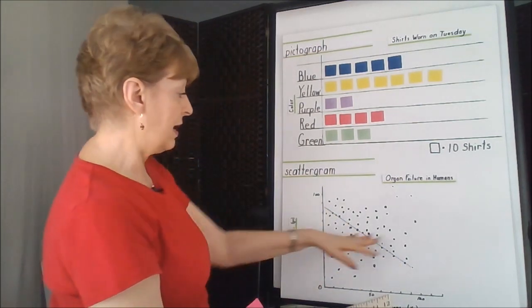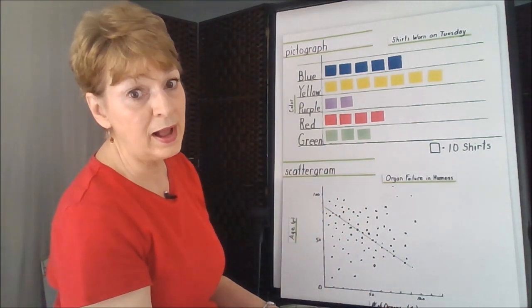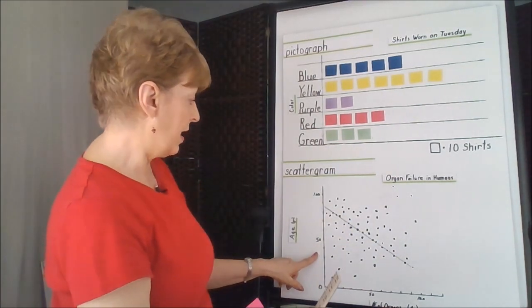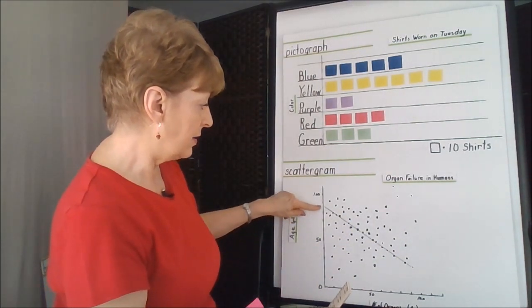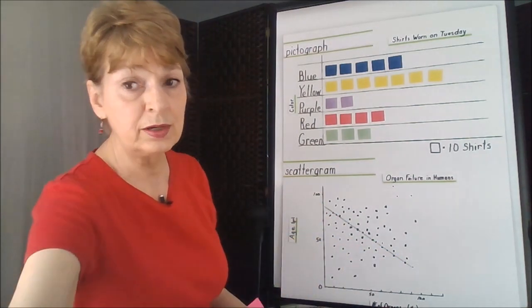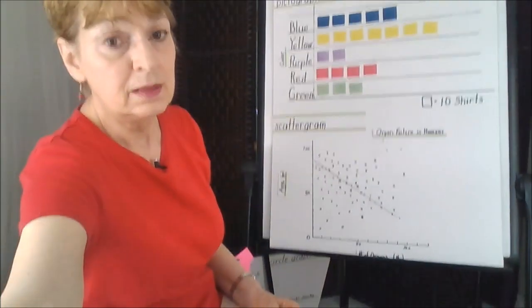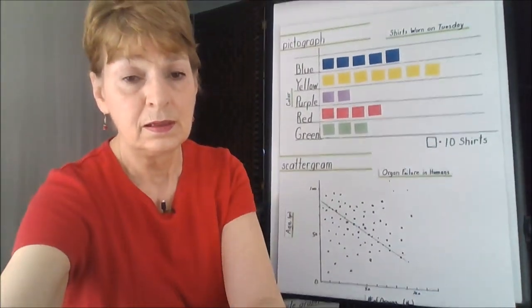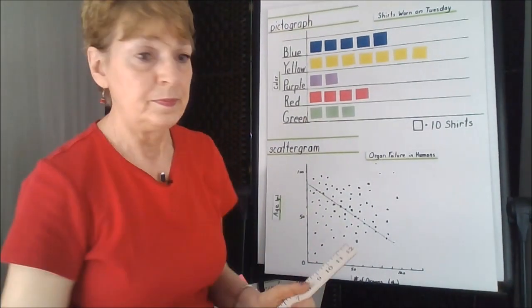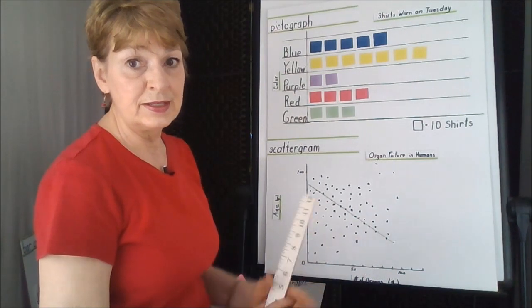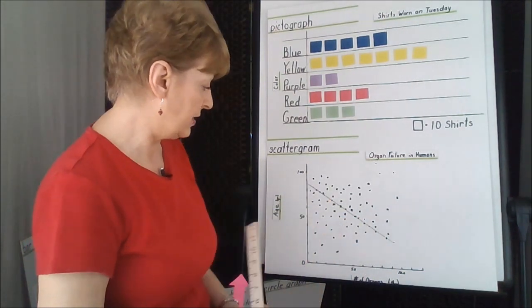And I wasn't able to find anything that was bigger than 12 on this, no matter how I put my straight edge. So this scattergram has a slope of the line that's descending. It's going downward. The slope of this line is going downward, so it is considered a negative slope.